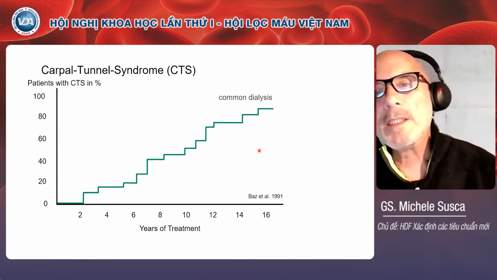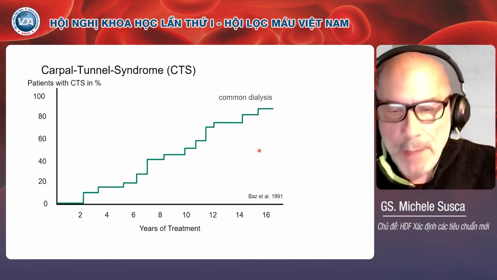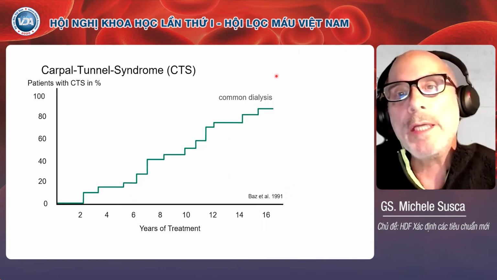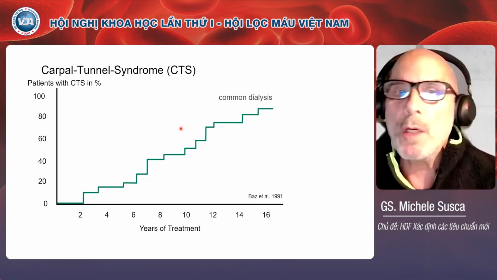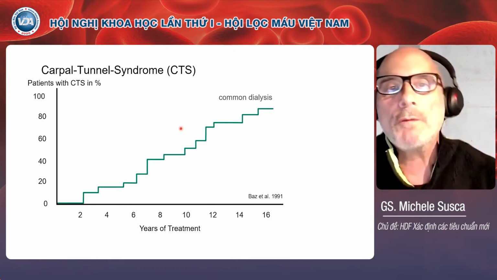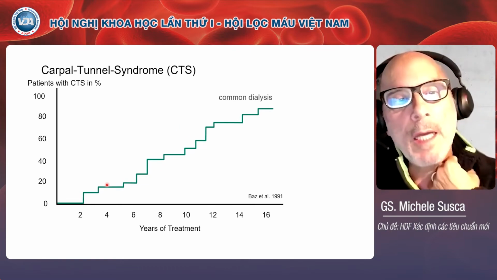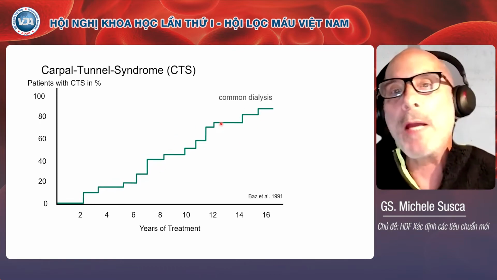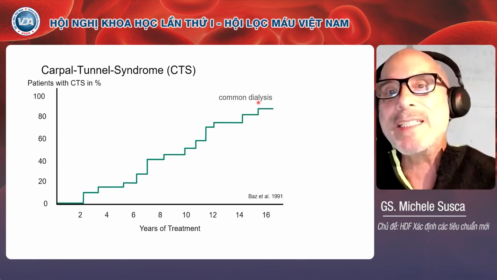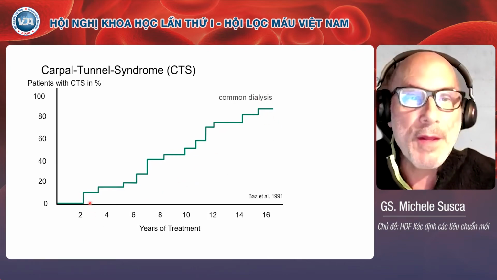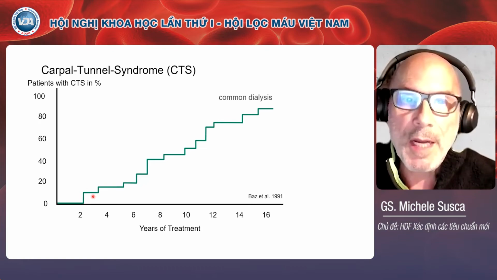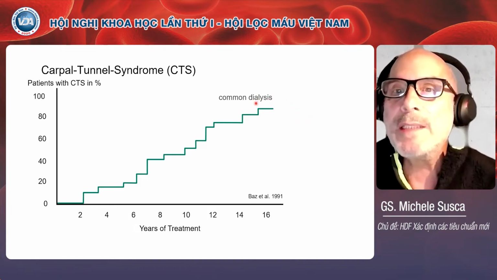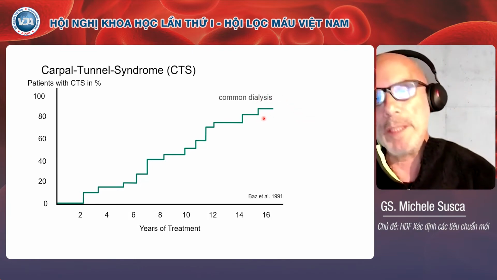And you see this in several studies, for example. This is a very old study, but I like to show it because already in the 90s we knew about this problem and we knew how to solve it. Here you see a study with a cohort of patients treated by common dialysis. This complication began after 3 years, and after 16 years under dialysis, almost 90% of the patients had these complications.